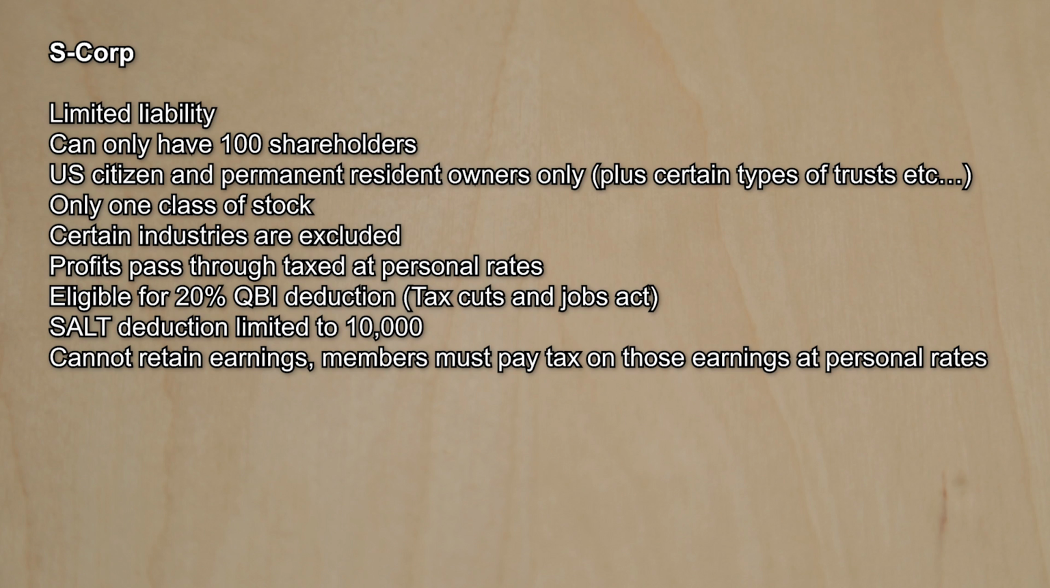And the company cannot retain earnings. Basically, all profit that's earned by the company passes through onto the personal tax return and gets taxed at personal rates. Now, the company could keep earnings in its account, but the members would still get taxed on those earnings, okay? So typically, the company just has to pay out the earnings. Otherwise, members are getting taxed for money they haven't even received. So you would kind of have to.